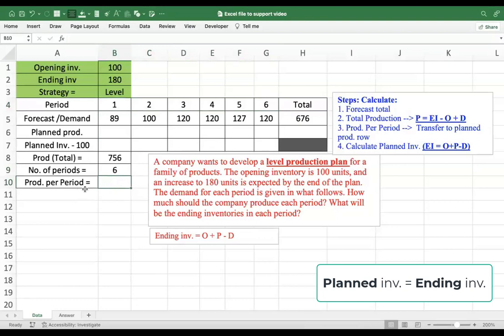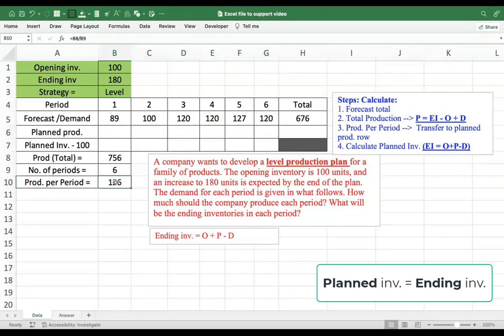Production per period will be total production divided by number of periods, which means 756 divided by 6, and that would give us the amount that is to be produced in each period, and that's 126. So 126 is the amount that needs to be produced in each of these periods. So I'm going to transfer this 126 to these periods.